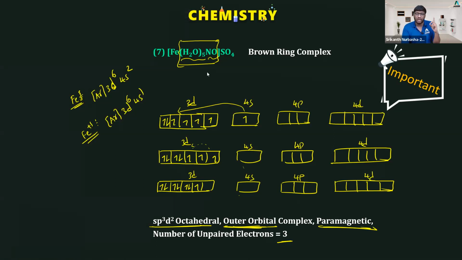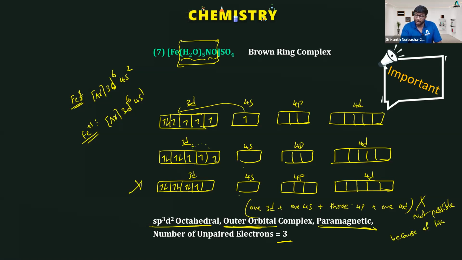We have only one strong field ligand, and the other way is, if that pairing happens, you will be having one 3d empty, one 4s, three 4p, and you have to involve one more 4d. So one 3d plus one 4s plus three 4p plus one 4d. This is not possible at all because of the high energy difference.